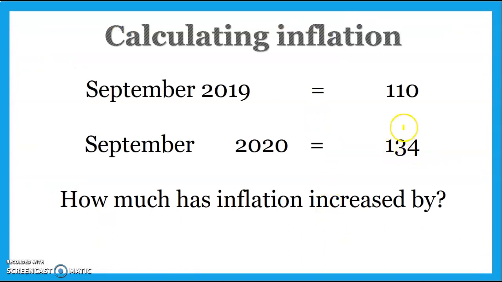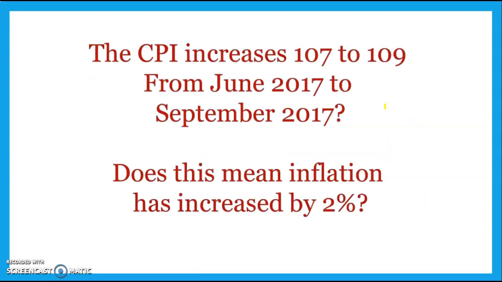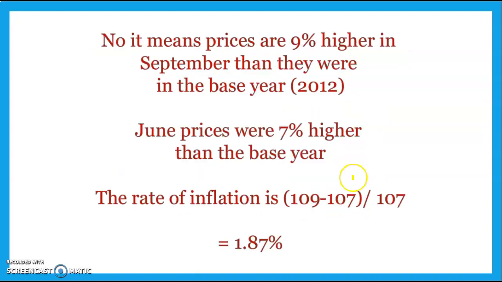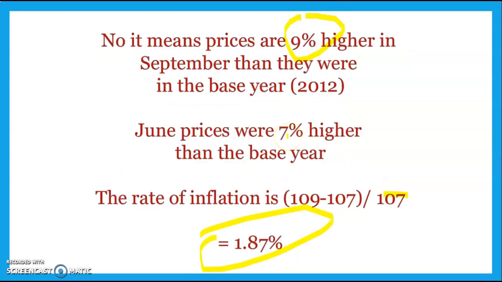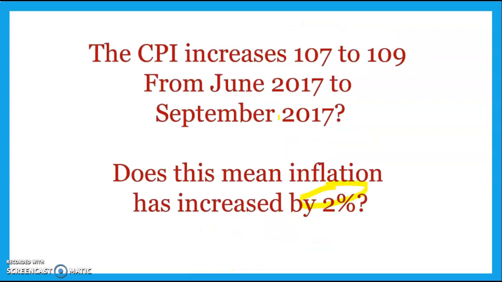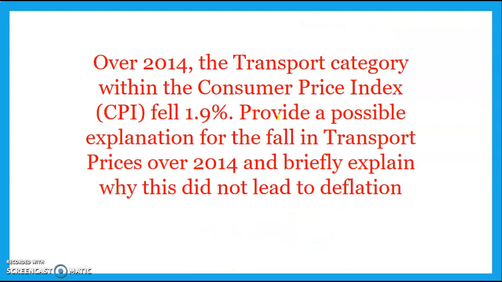So again, how much has inflation increased? Another question, it's not 24%, it's 134 minus 110 divided by 110. Another question, if the CPI increases from 107 to 109, does that mean inflation increased by 2%? No, it doesn't. It increased by 109 minus 107 divided by 107, so you'll find out it increased by about 1.87%. What it actually means is that prices were 9% higher in September 2017 than they were in the base year, but in June they were only 7% higher. So that tells you the quarterly inflation figure.